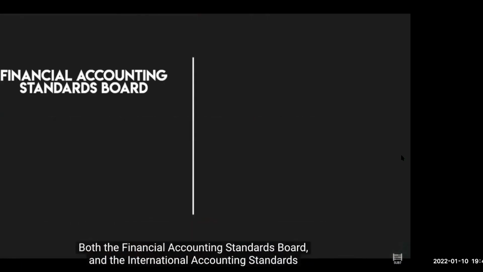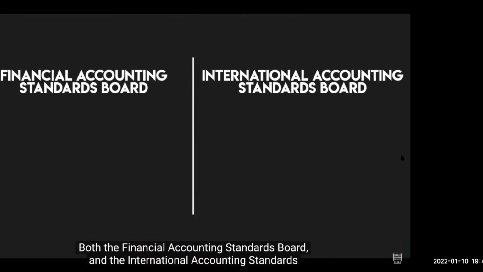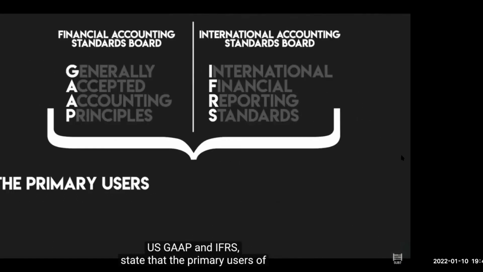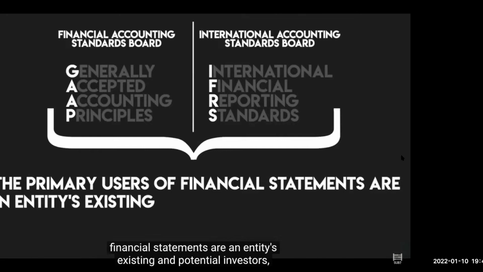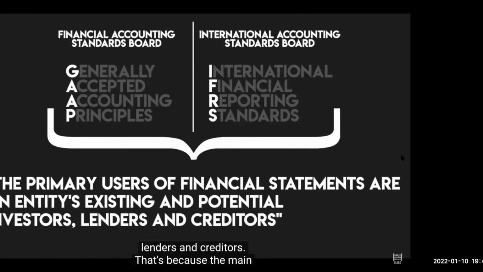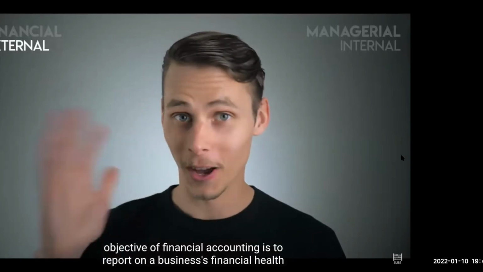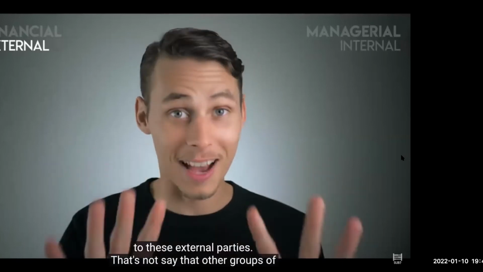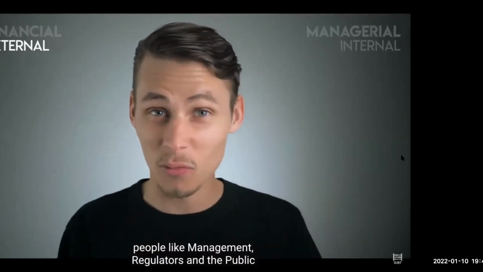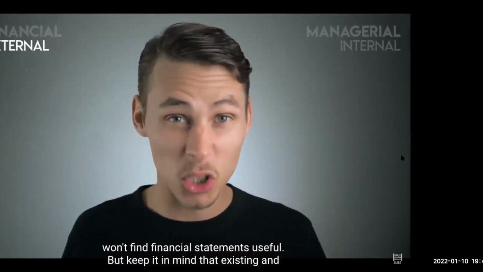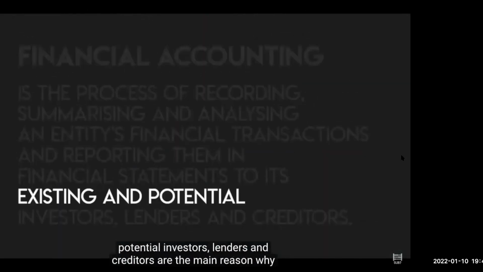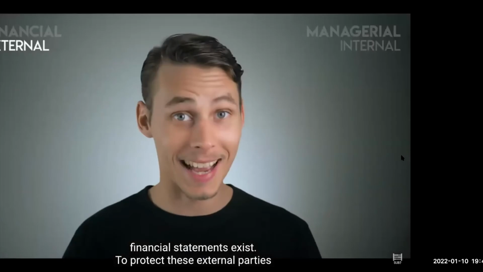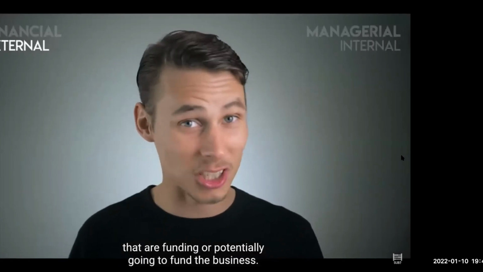Both the Financial Accounting Standards Board and the International Accounting Standards Board, who respectively come up with US GAAP and IFRS, state that the primary users of financial statements are an entity's existing and potential investors, lenders, and creditors. That's because the main objective of financial accounting is to report on a business's financial health to these external parties. That's not to say that other groups of people like management, regulators, and the public won't find financial statements useful. But keep in mind that existing and potential investors, lenders, and creditors are the main reason why financial statements exist, to protect these external parties that are funding or potentially going to fund the business.